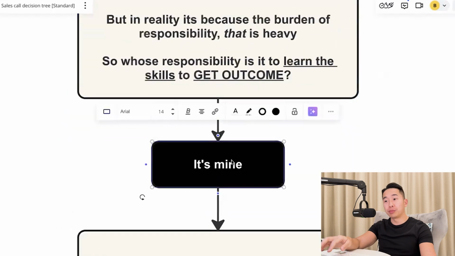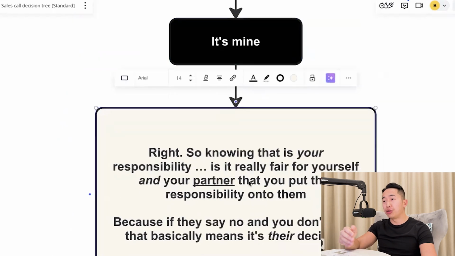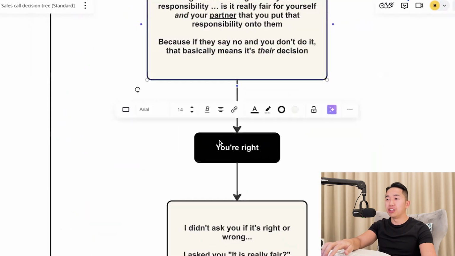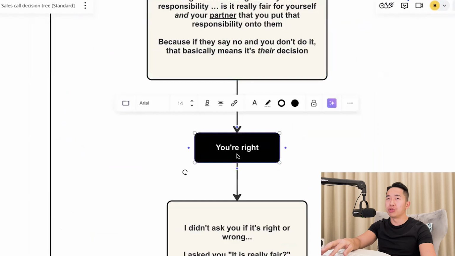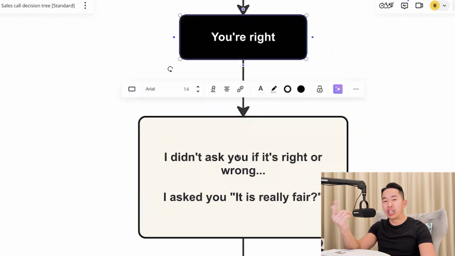And they're going to say, well, it's mine. Right. So knowing that it is your responsibility, is it really fair for yourself and your partner that you put that responsibility onto them? Because if they say no and you don't do it, that basically means that it's their decision, right? At that point, they'll either agree with it, or they may say something like, oh, yeah, you're right. Whenever you ask them a question and they don't answer and they say you're right, you simply slap them a little bit, okay? In the best loving way possible.